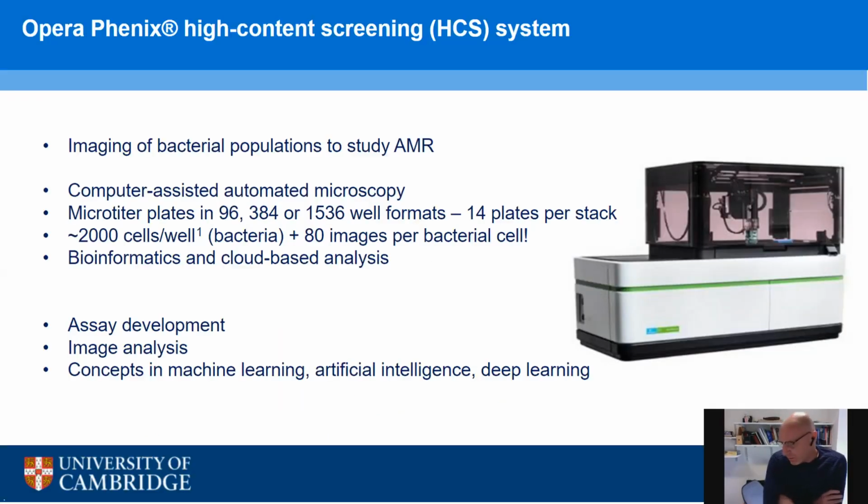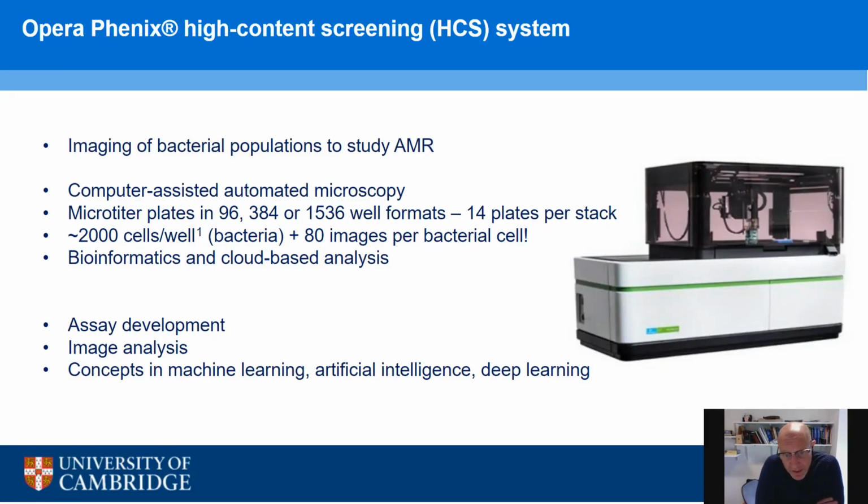So one of the things we've been working with PerkinElmer on is using this piece of equipment, which is an Opera Phoenix. It's really generated for studying mammalian cells more frequently, but we've used it to study bacterial populations in great detail. So it's a computer-assisted automated microscope. We're running it in 96 and 384 wells. It's really high throughput. You can run 14 plates per stack.